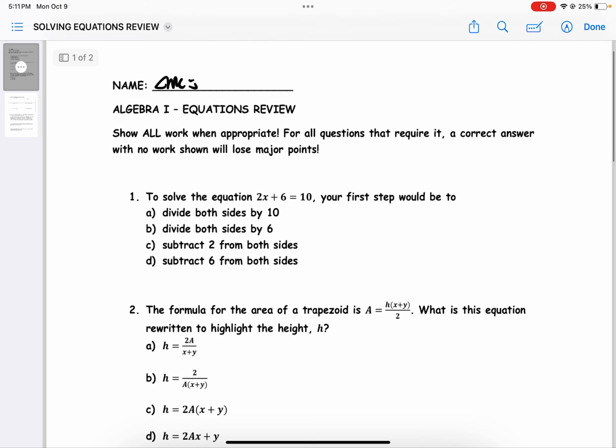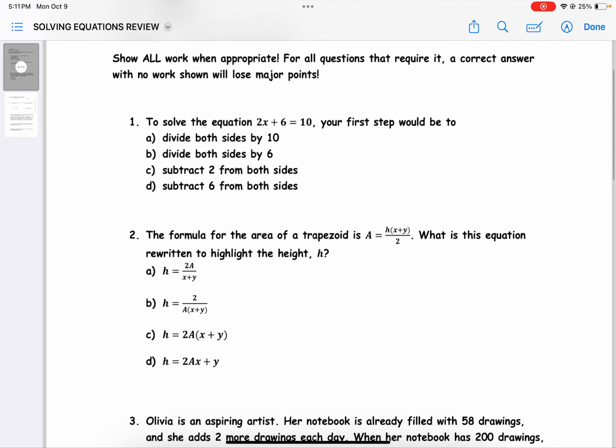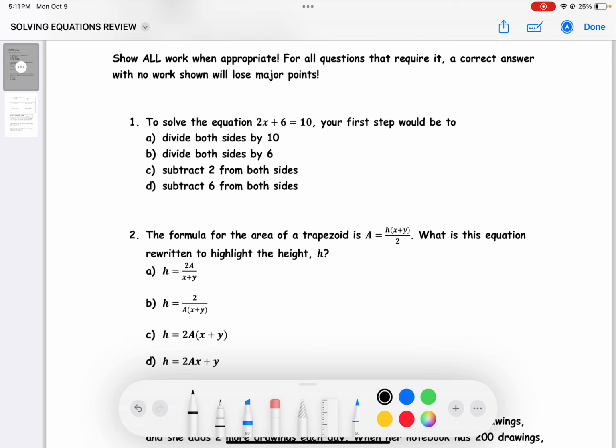So let's get going. Number one, to solve the equation 2x plus 6 equals 10, your first step would be to what? And this might throw a couple people off because there are technically two first steps, right? If I write this equation out, there are two problems here, right? Everything on the same side of the variable is a problem because we want our variable to be isolated. So in this case, the plus 6 is a problem. So I would do the opposite of adding 6, which is subtracting 6 from both sides. And that, in this case, would be the answer, subtracting 6 from both sides.